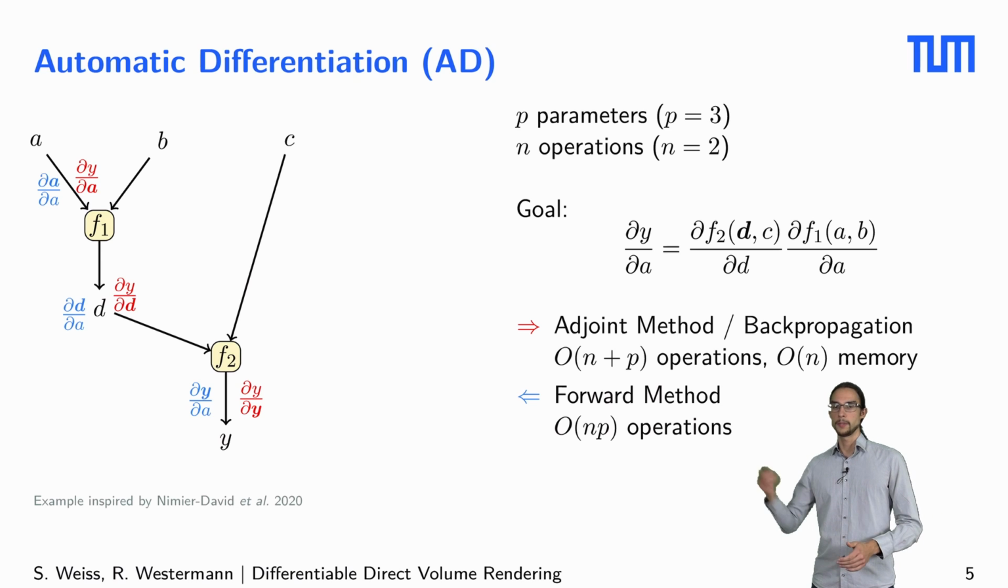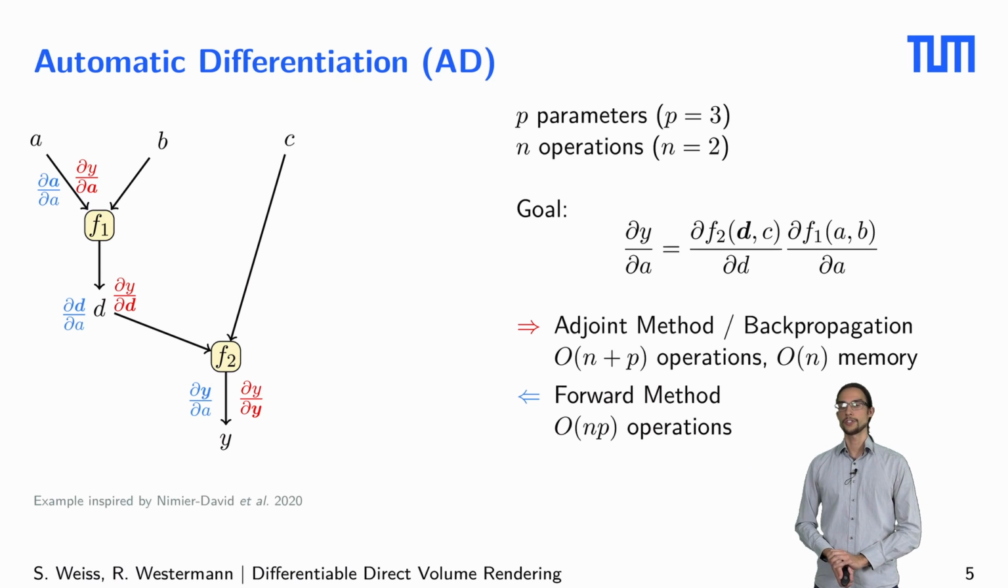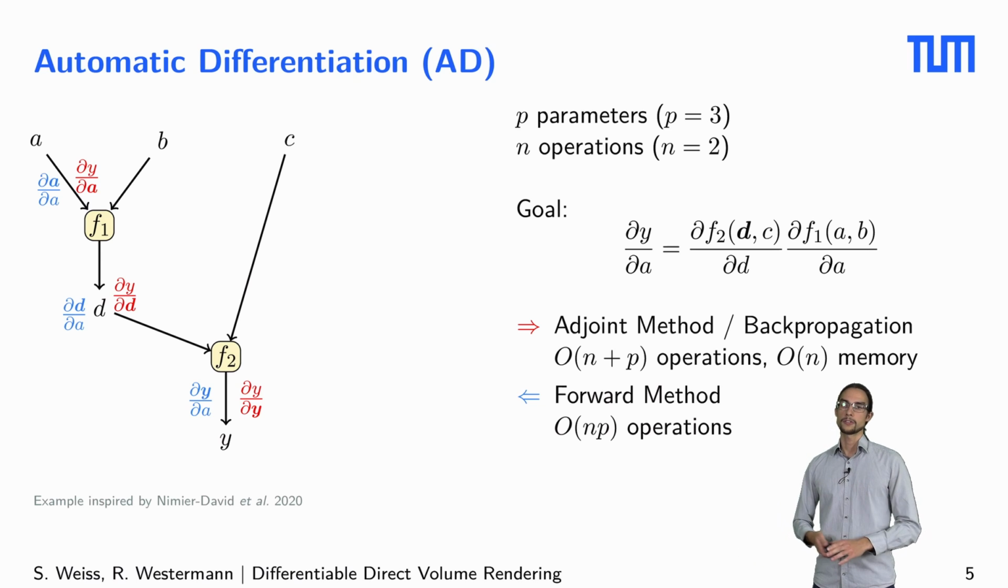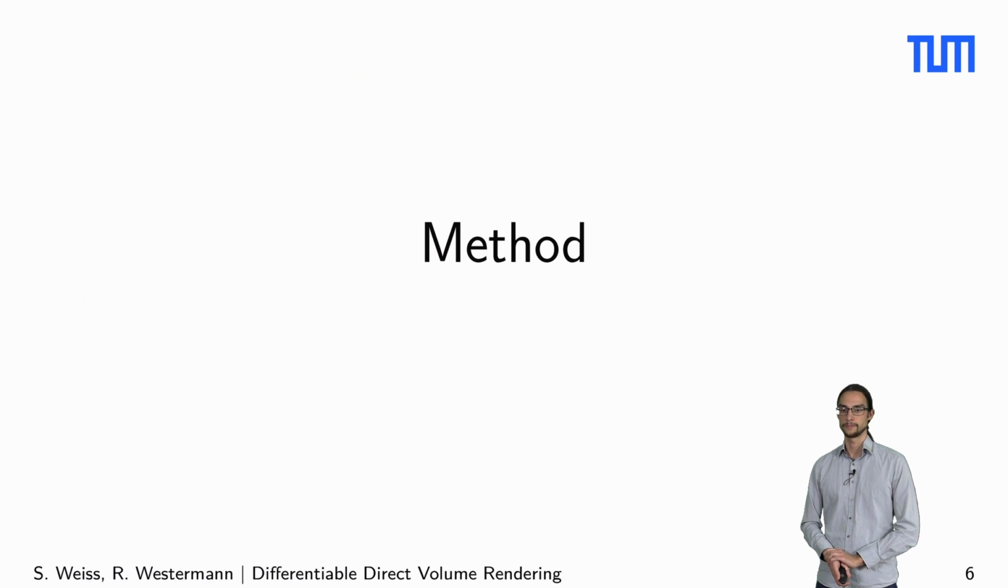Our method implements both of those approaches. We will later see comparisons in the timings, but our main contribution is that we show how to get rid of this O of n memory dependency in the Adjoint method.